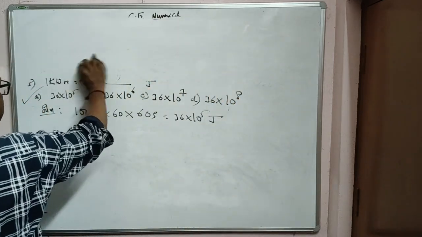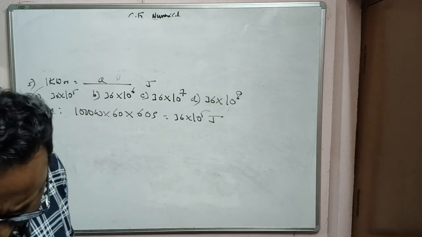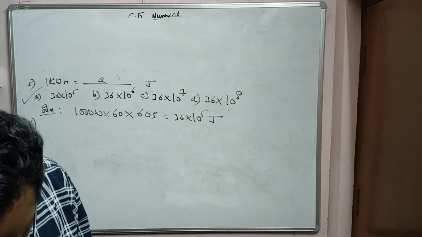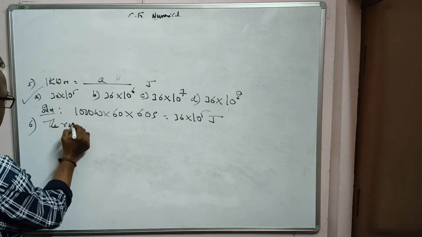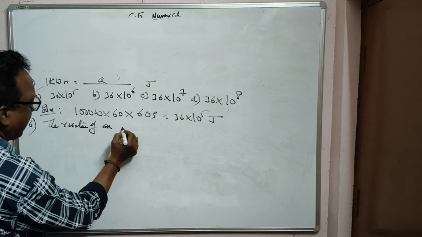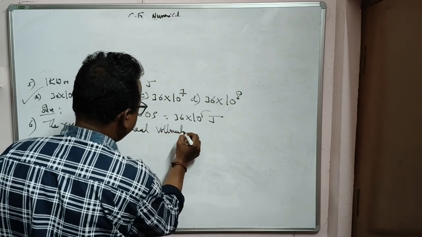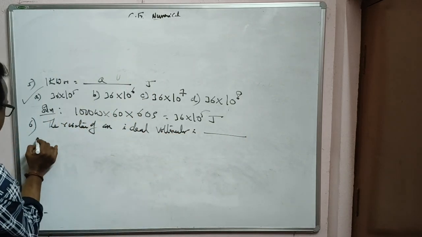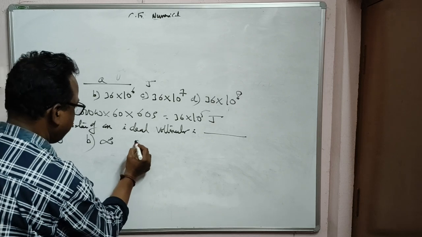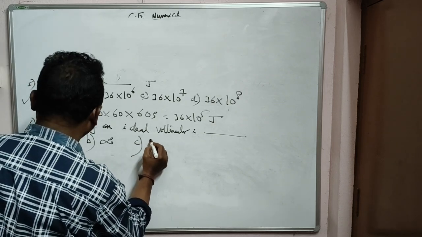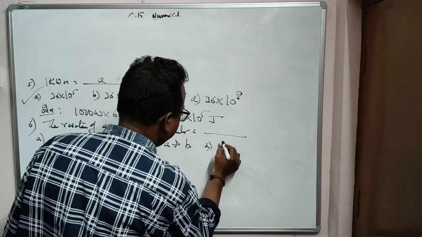Sixth question, please. Of current electricity, it is asking you: the resistance of an ideal voltmeter is dash. I told you ideal is an imaginary one. A, 0. B, infinity. C, both A and B. D, none.